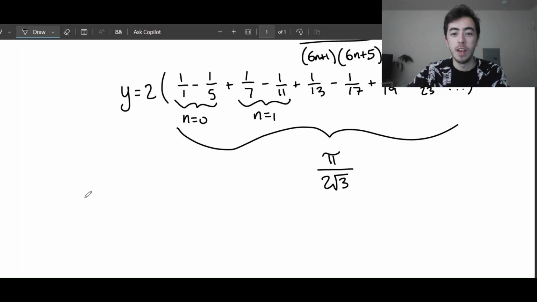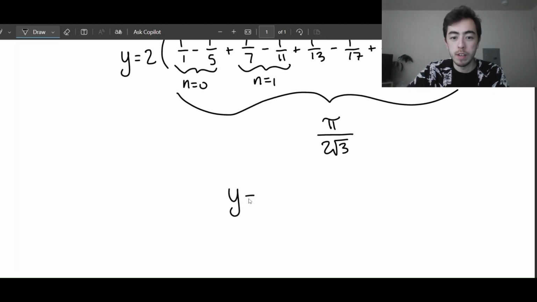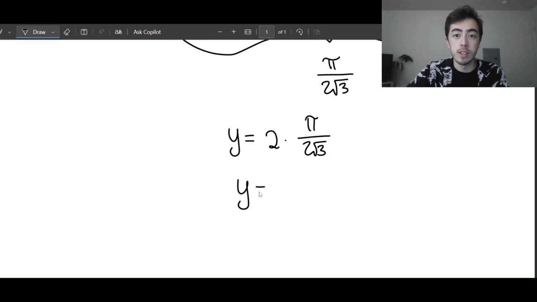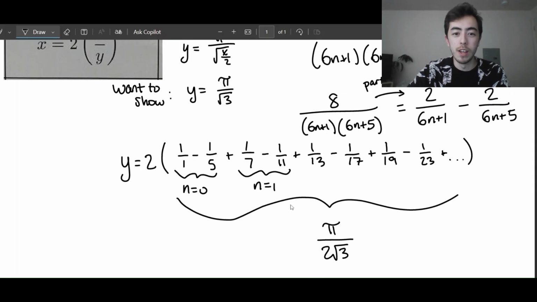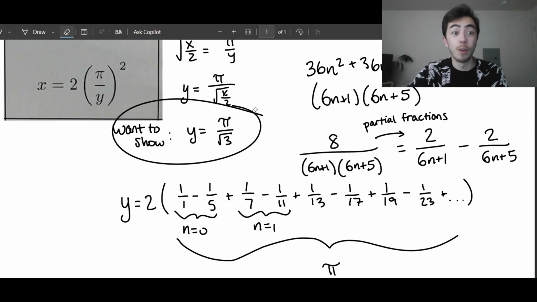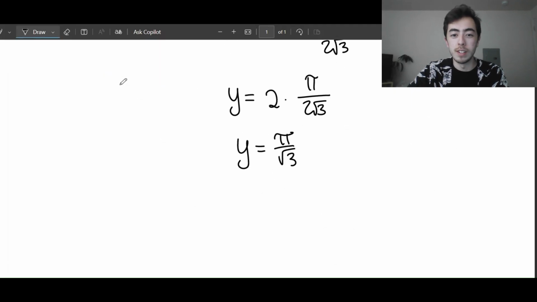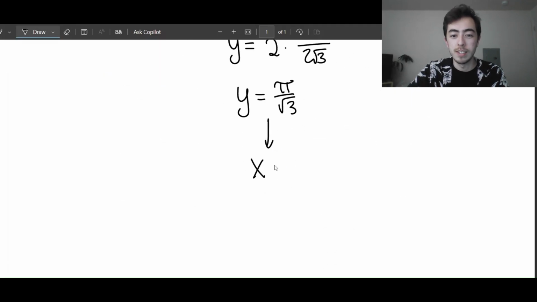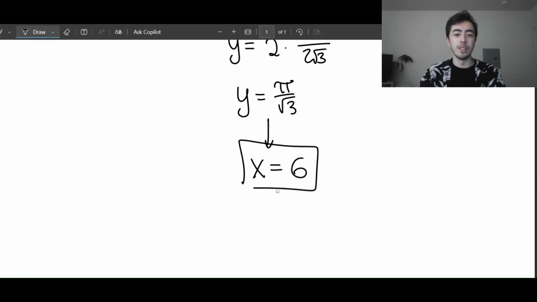2 root 3. So if we pull that value right here and let those 2's cancel out, then we are left with y is equal to pi over root 3, which is precisely the value that I wanted to show earlier. And so this is a sufficient condition to say that yes, x is 6 today, and we're all done.